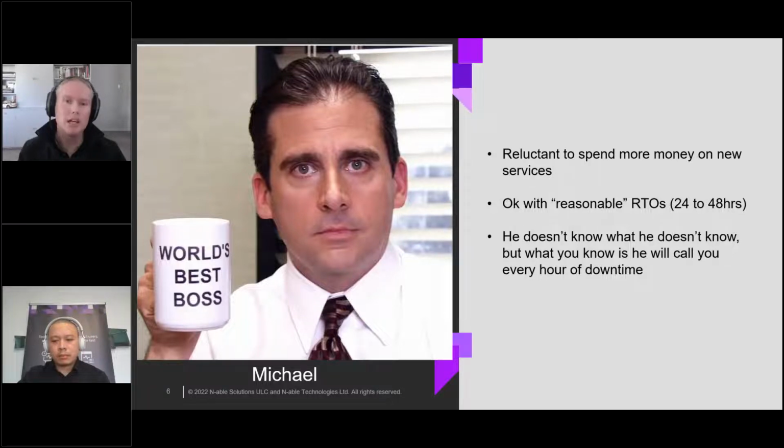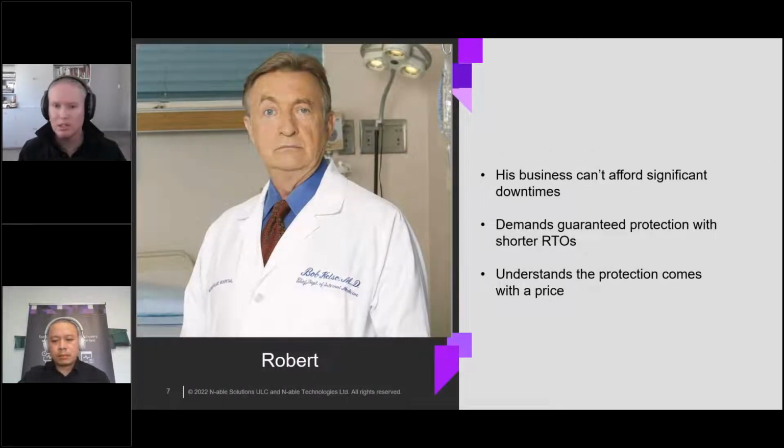Robert, on the other hand, he's seen some stuff. He's more grizzled. He's perhaps had a friend who's struggled in the past with a ransomware attack or something like that, and he knows that he can't afford significant downtime. As a result, he knows he's going to demand a certain protection with shorter RTOs, and he knows that this kind of protection will come at a cost.